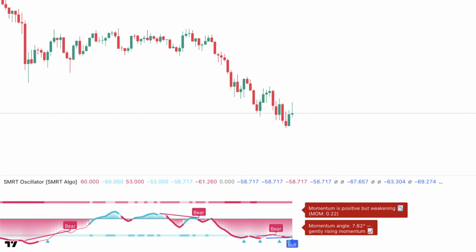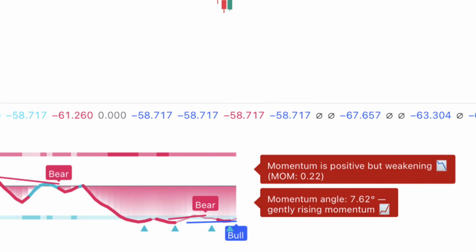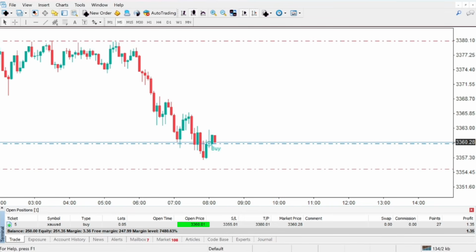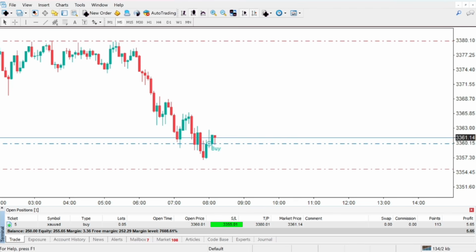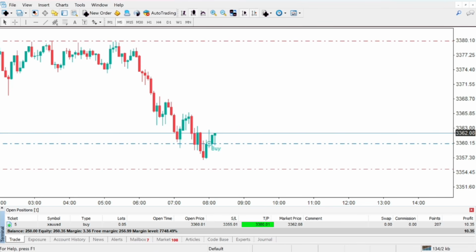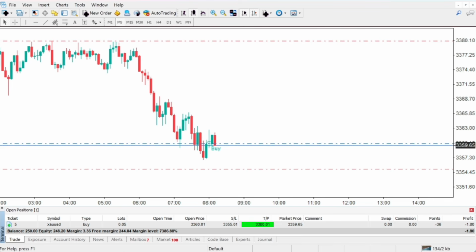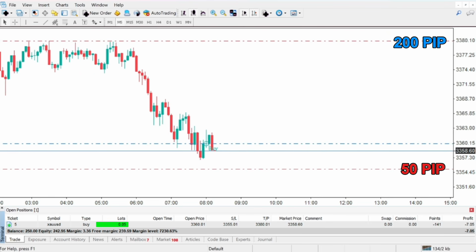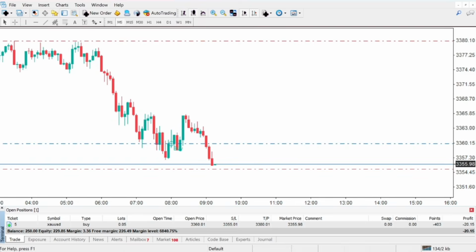Alright, so trade 5 was a buy setup off a bullish divergence on the Smart Oscillator. The histograms are pushed below the low line and then give the signal below it. I entered at 3356.73, stop loss set at 3351.73, and target up at 3376.73. That's the usual 50 pip stop and 200 pip target. The lot size stays fixed at 0.05.